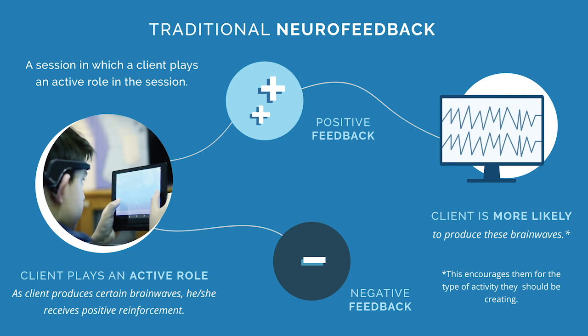Traditional neurofeedback is a session in which the client plays an active role in the session. As the client produces certain types of brainwaves, he or she receives positive reinforcement. That makes the client's brain more likely to continue to produce those brainwaves. This encourages them toward the type of activity they should be creating, much in the same way that a mirror will show you that your partially tied tie doesn't yet look like it should when fully tied. Over the course of 30 to 60 sessions, the client's brain gradually learns to perform the function by itself, and thus the feedback is no longer needed.